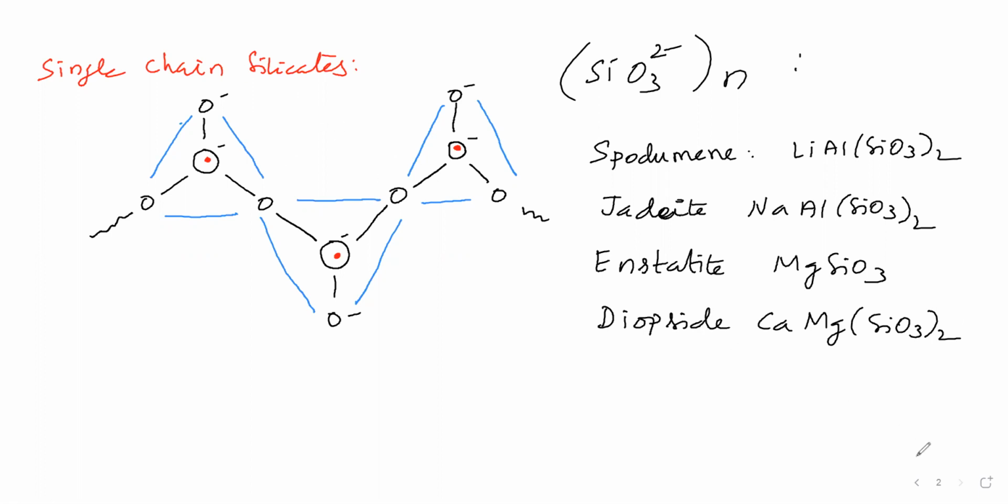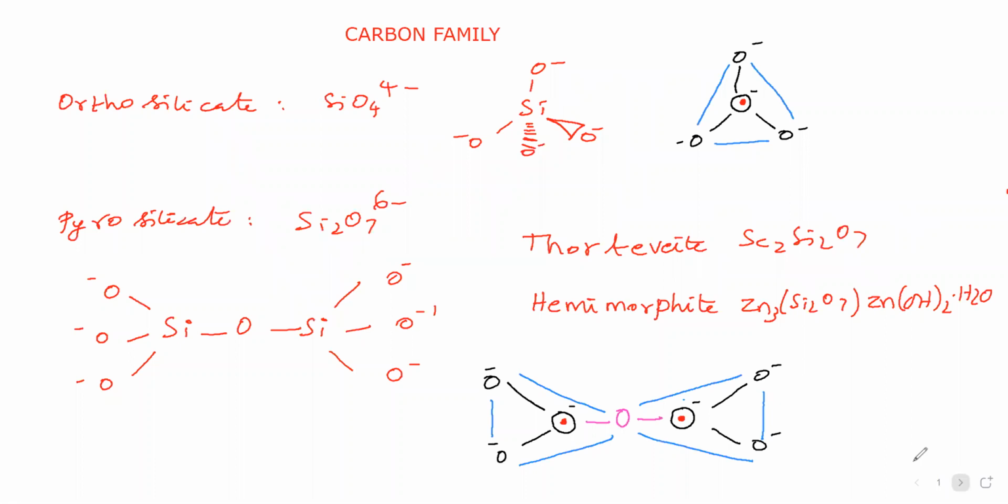It is single chain. Now we will see double chain silicates. In the double chain silicate, we will take one silicon atom. Here rear side O minus, here one O minus, here O minus is there. The negative charge I am not writing. Why is it so? Later I will say. Here O minus, negative charge I have not written here.